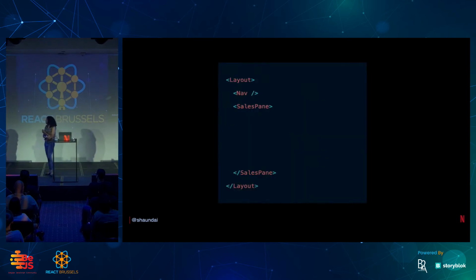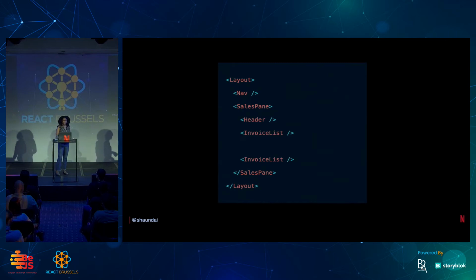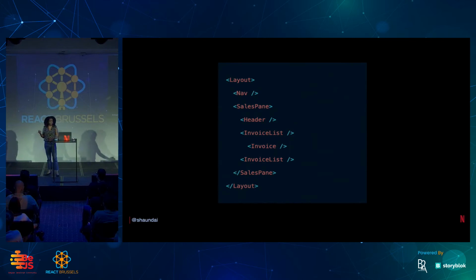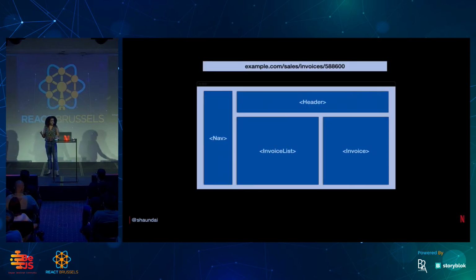First, here's our app. It's written in React, so our outermost component is a layout, which has two children, a nav and a sales pane. The sales pane has two children, a header and an invoice list, and then that invoice list has one child, which is an invoice. And this is what the app will look like in the browser. So if you've ever been to Remix's website, this probably looks a little bit familiar to you. This is similar to their example, Fakebooks website, just a simplified version of that. And this is what your users are going to see.